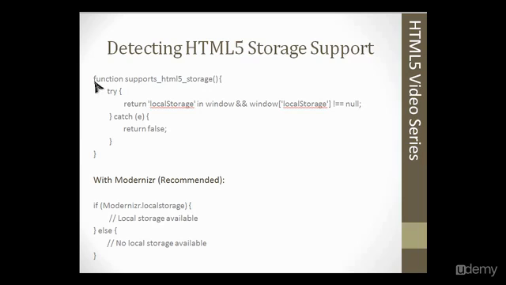One is to create this function, supports HTML5 storage, and what it does is it tries to return local storage, and if the window object and the local storage property are null, then it returns false. And this is the try catch. I haven't really explained any of that, and it's really beyond the scope of this.